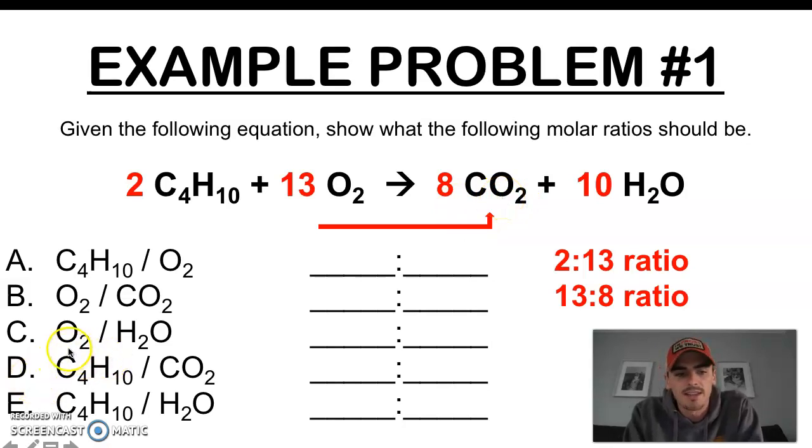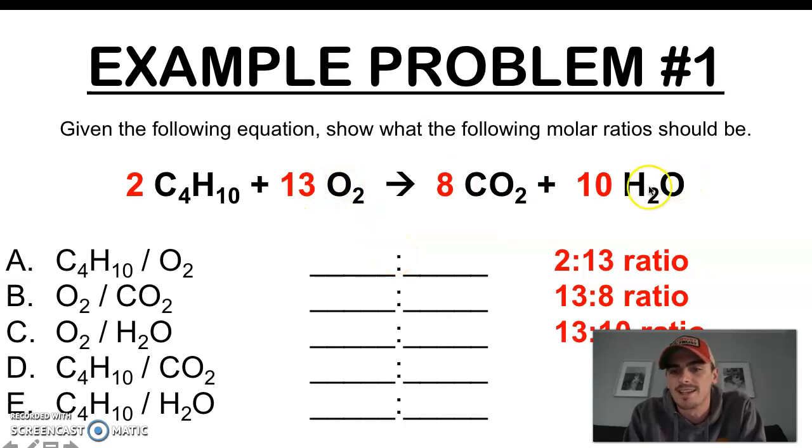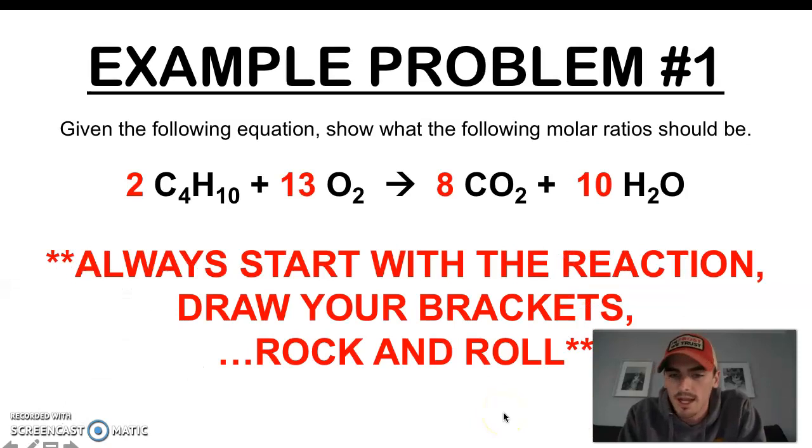I'm sure you guys are getting the hang of this now, but if I look at the mole ratio from oxygen to water, I can go from reactant to reactant, I can go from reactant to product, I can go from product to reactant. The one for oxygen to water is going to be 13 to 10 for the mole ratio. Butane to carbon dioxide will be for every 2 moles of butane, I can produce 8 moles of carbon dioxide. And yes, you can reduce that, but a lot of times we just keep it as is. Last one would be butane to water, and I can see for every 2 moles of butane, I can produce 10 moles of water. So always start with your reaction, draw your brackets, and then you just be a problem solver and rock and roll.